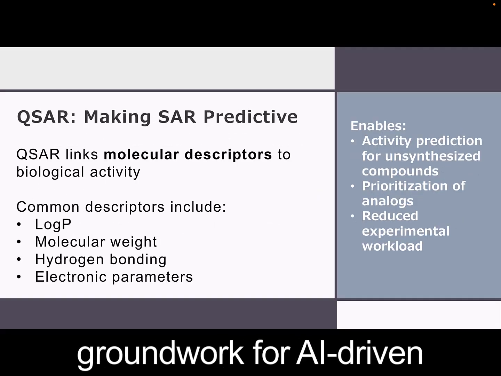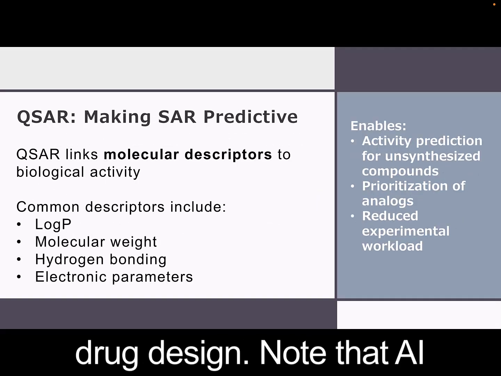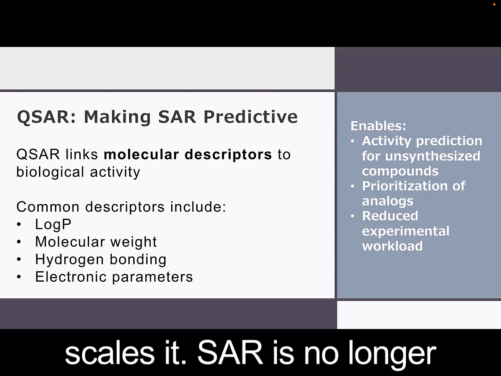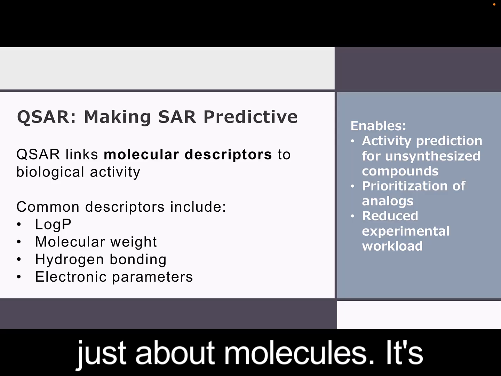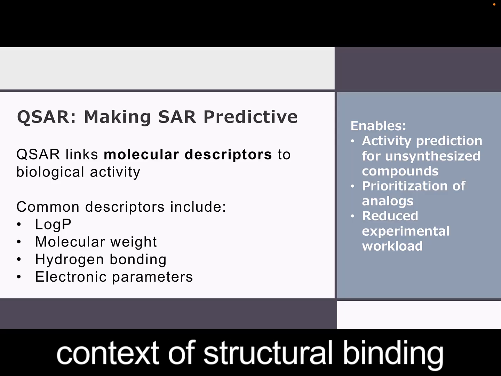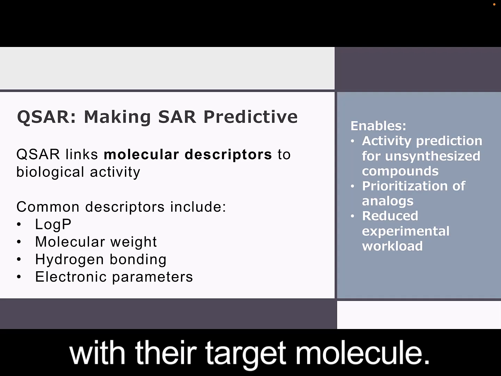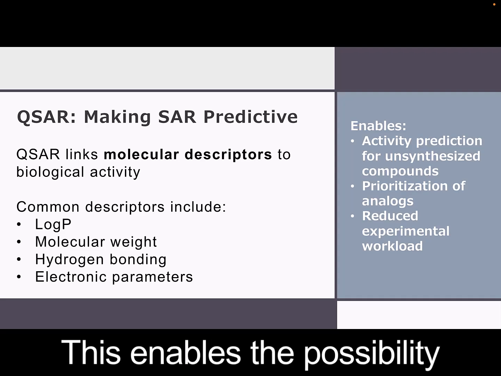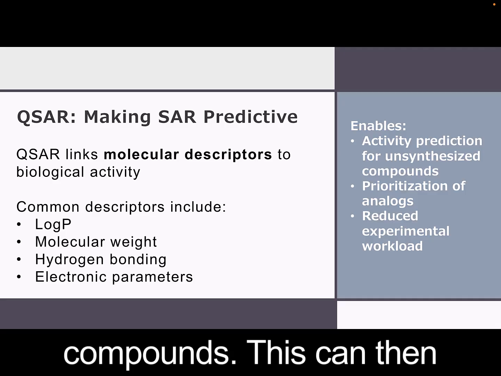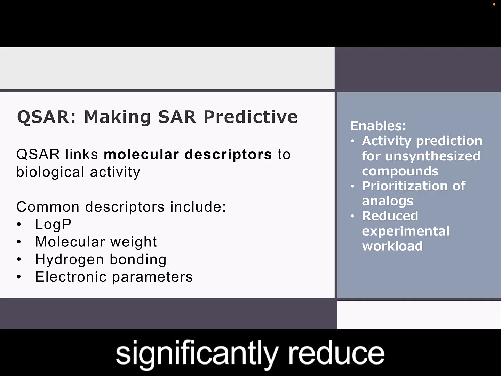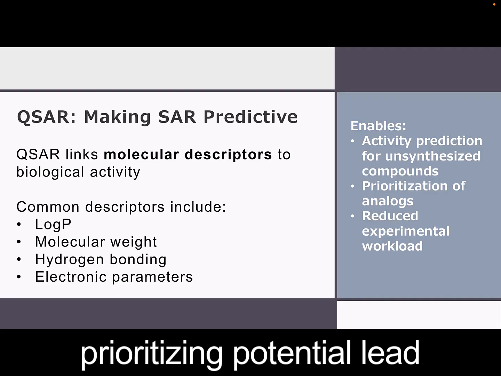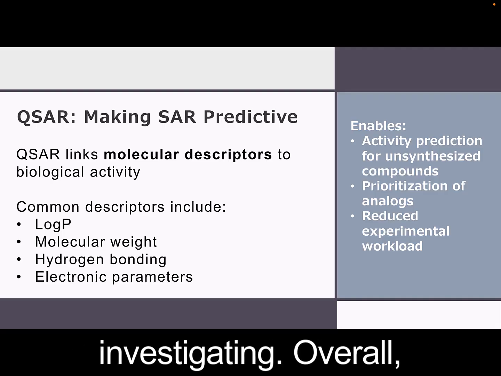QSAR laid the groundwork for AI-driven drug design. Note that AI doesn't replace SAR, it scales it. SAR is no longer just about molecules, it's about molecules in the context of structural binding with their target molecule. This enables the possibility of predicting the activity of new or unsynthesized compounds. This can then significantly reduce experimental workloads by prioritizing potential lead compounds to investigate.